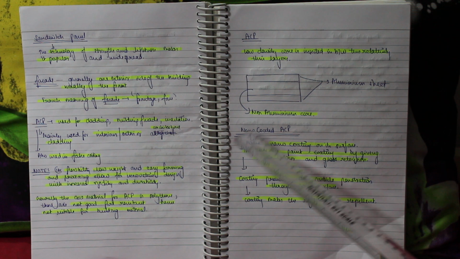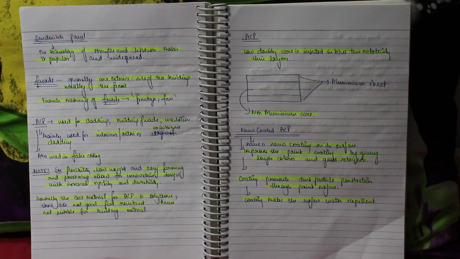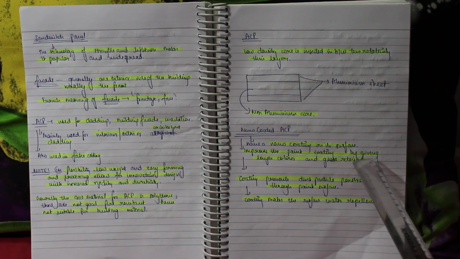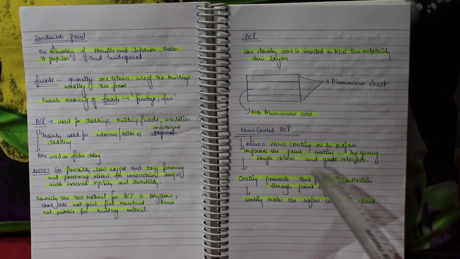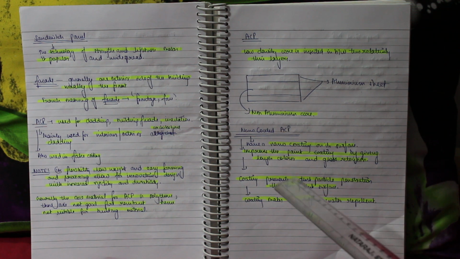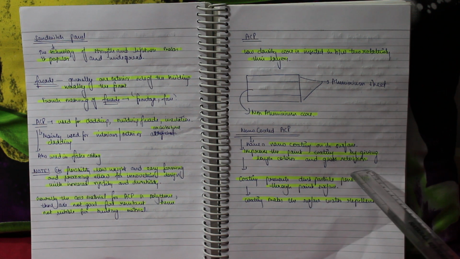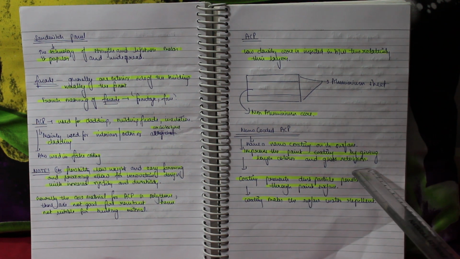Next is nano coated ACP. What exactly is it? A nano coating on the surface of ACP, the aluminum composite panel, is a nano coated ACP, which improves the paint coating by giving longer color and gloss retention. So what's the benefit of nano coating on ACP? The color would remain longer and the gloss would be retained for a longer period of time.